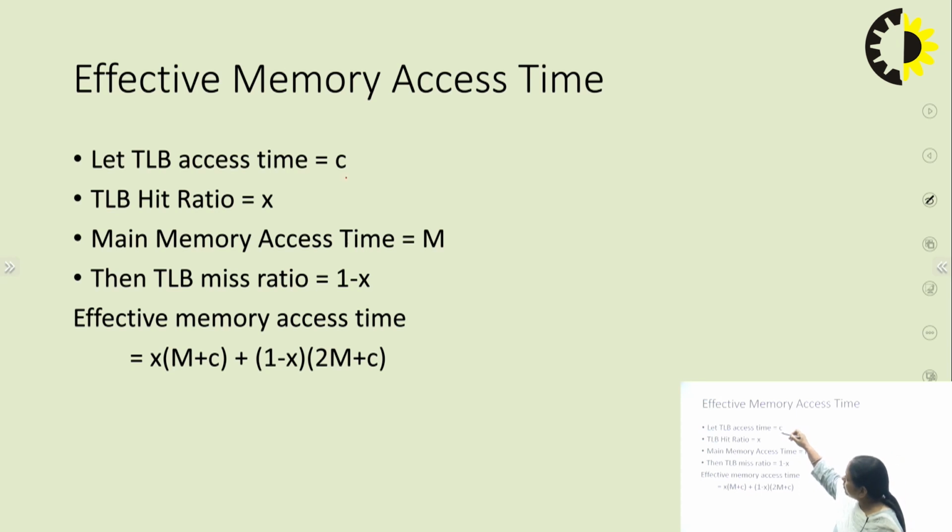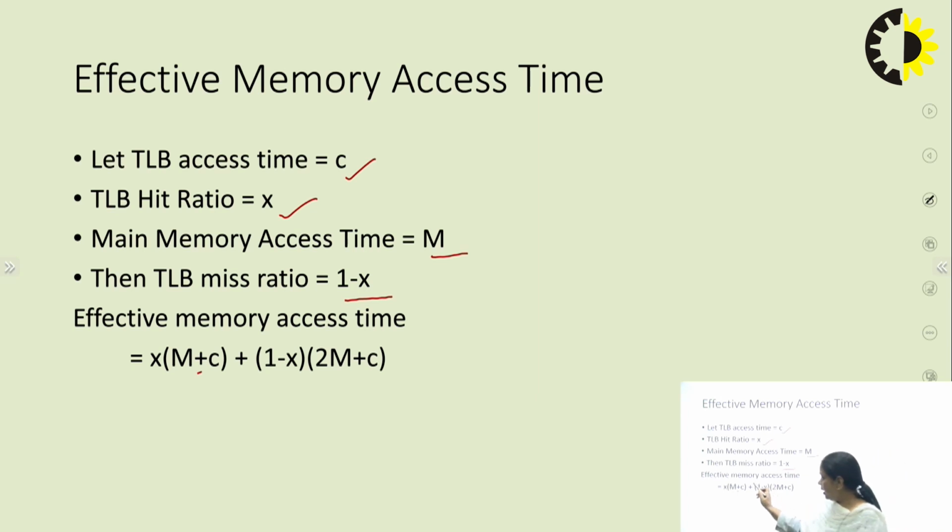For example, if the TLB access time is C and the TLB hit ratio is X, it means how many times hits occur in the memory access. Fine. Main memory access time is equal to M. TLB miss ratio is 1 minus X. If the TLB hit ratio is X, then the TLB miss ratio is 1 minus X. Effective memory access time: X into (M plus C), which is the hit ratio, where M is the memory access time plus the TLB access time.